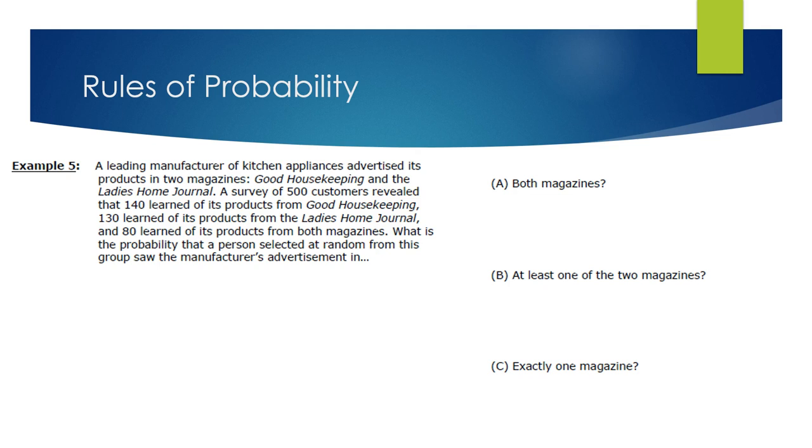A leading manufacturer of kitchen appliances advertised its products in 2 magazines, Good Housekeeping and the Ladies' Home Journal. A survey of 500 customers revealed that 140 learned of its products from Good Housekeeping, 130 learned of its products from the Ladies' Home Journal, and 80 learned of its products from both magazines. What is the probability that a person selected at random from this group saw the manufacturer's advertisement in A, both magazines, B, at least one of the 2 magazines, or C, exactly 1 magazine? So take a few moments to answer these questions, and we'll go over it momentarily.